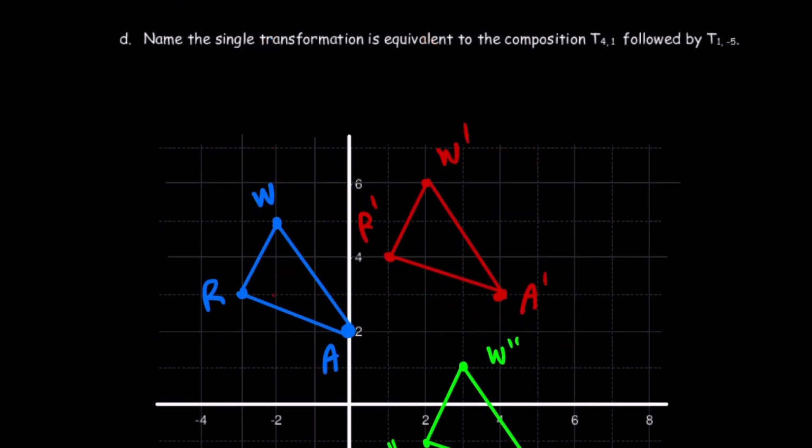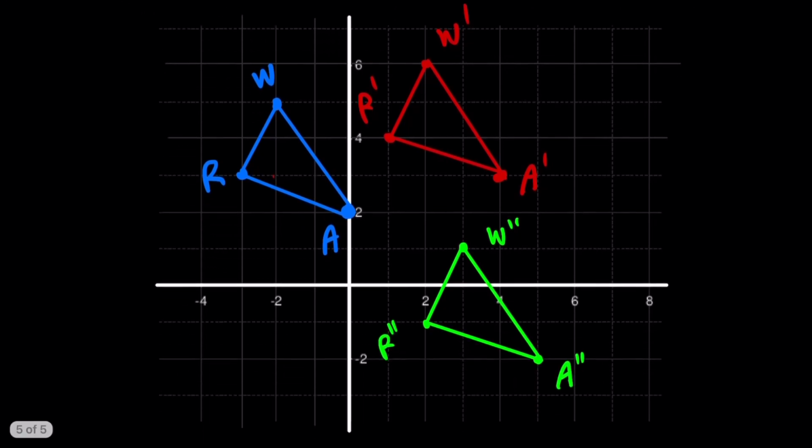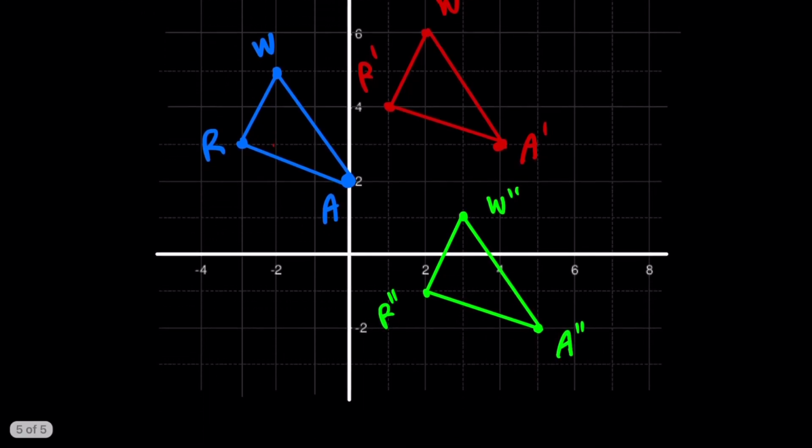Part D, name the single transformation that's equivalent to the composition of the two translations. So basically it wants to know how could you go from the blue triangle to the green triangle in one translation. Well, we just have to pick one of the points. Let's say R. How'd you go from R to R double prime? Well, here's what we did. We had to go right and I had to go down. So it looks like I went right 5 and I went down 4.